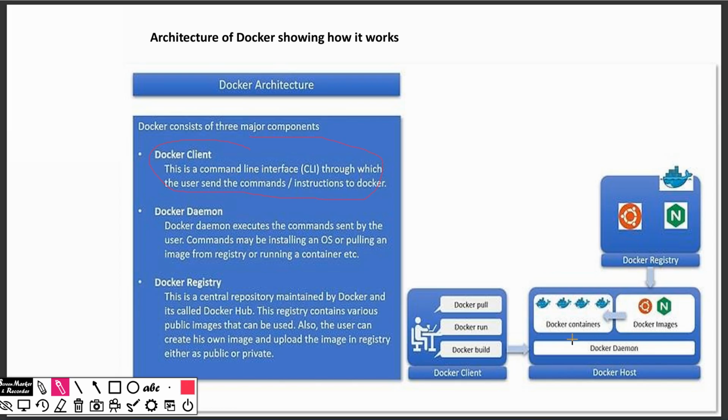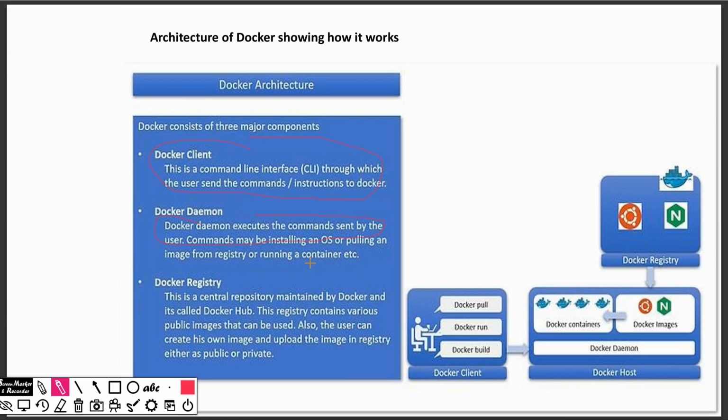Whether you are a user, you need to communicate with Docker. So how can you communicate with the help of the Docker client? You can communicate with Docker simply by executing commands. The commands will be executed over the Docker daemon, which means the Docker daemon executes the commands sent by the user. By using the Docker client, you execute the commands, and where do the commands execute? In the Docker daemon only.